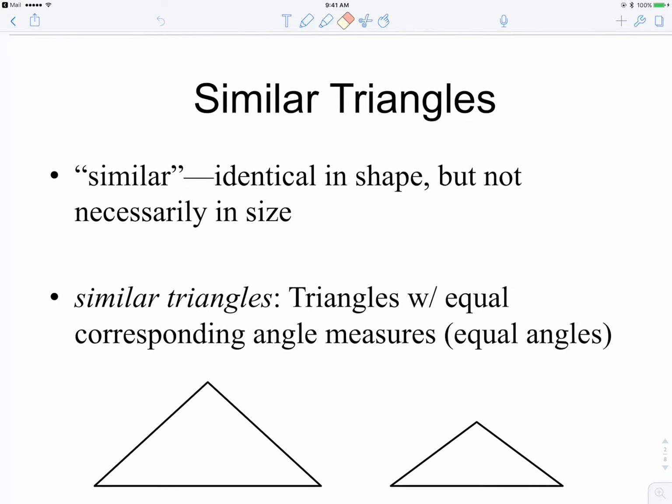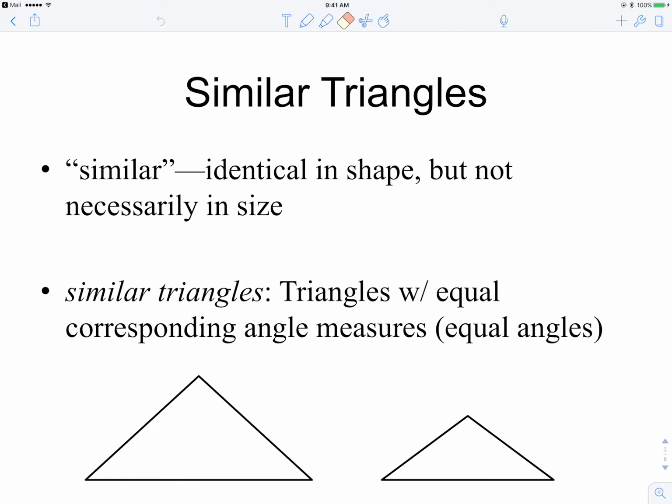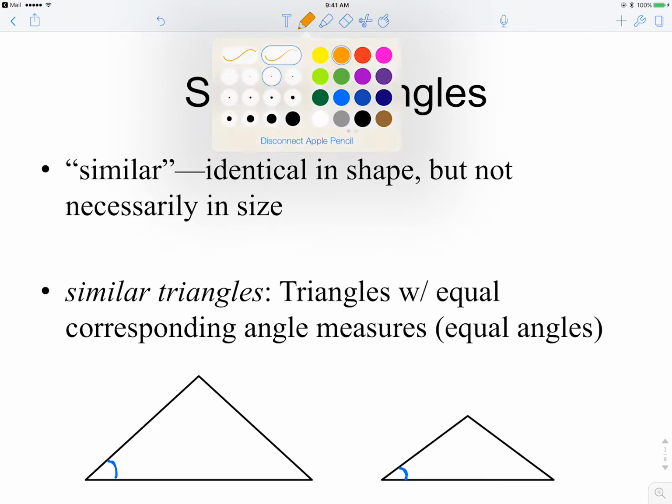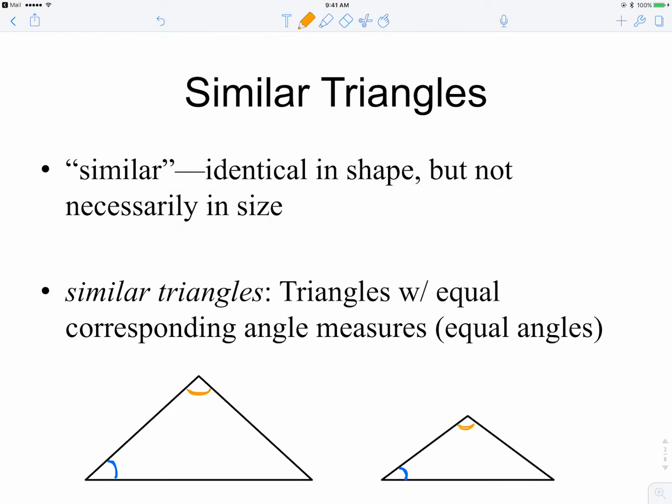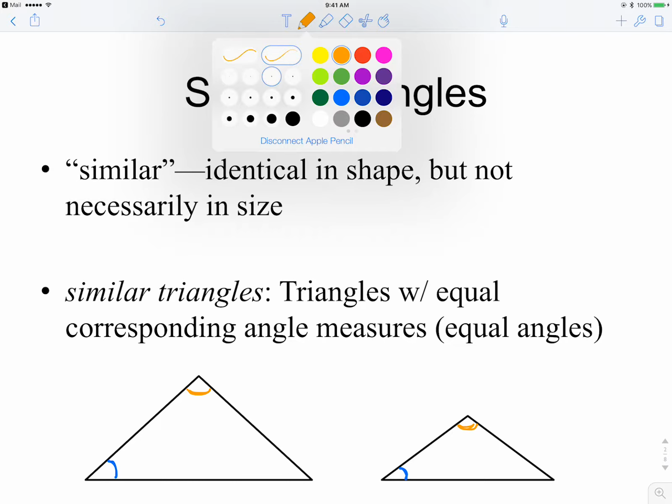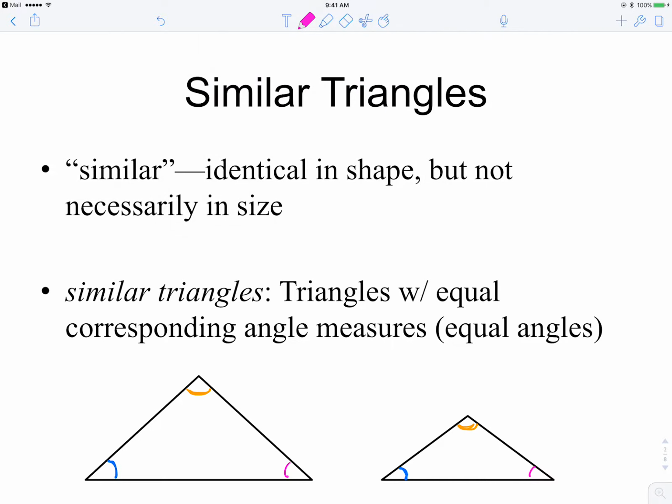So, similar triangles, right? That's something you should also be familiar with from geometry. Similar triangles look identical in shape, but they might not be the same size. They have to have equal corresponding angles. If these two triangles are similar, then this angle must be equivalent with this angle, this angle with this angle, and this angle with this angle.